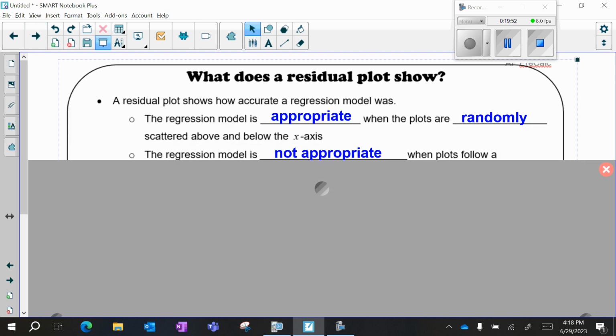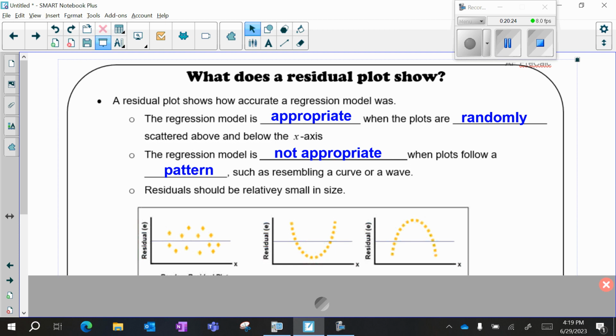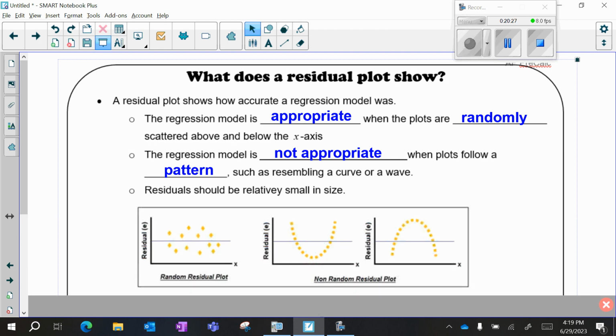So in general, pattern bad, random good. A residual plot is going to show how accurate our regression model was. The regression model is appropriate or good when the plots are random around the axes. We want them to be both above and below the x-axis, and we don't want a pattern. The regression model is not appropriate when the plots follow a pattern such as resembling a curve or a wave. And our residual should be relatively small in size because remember, this is a prediction and we want it to be somewhat accurate even though it's not going to go through every single point.